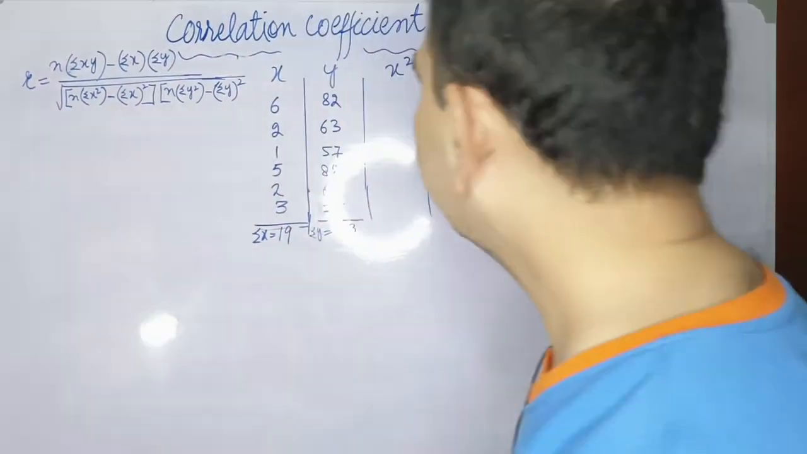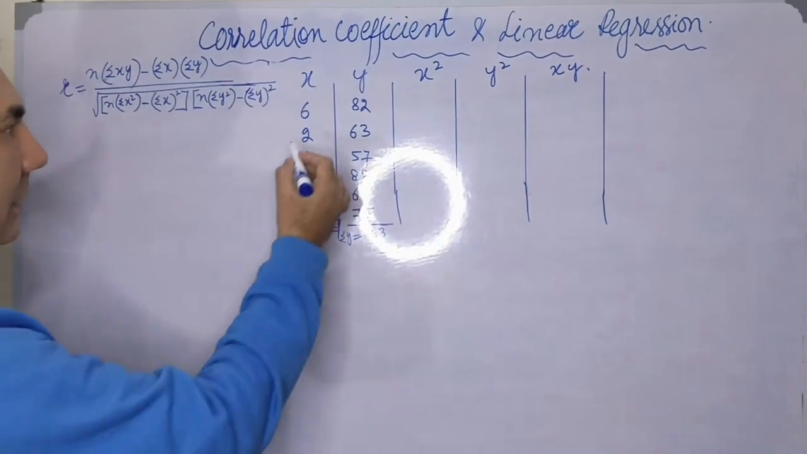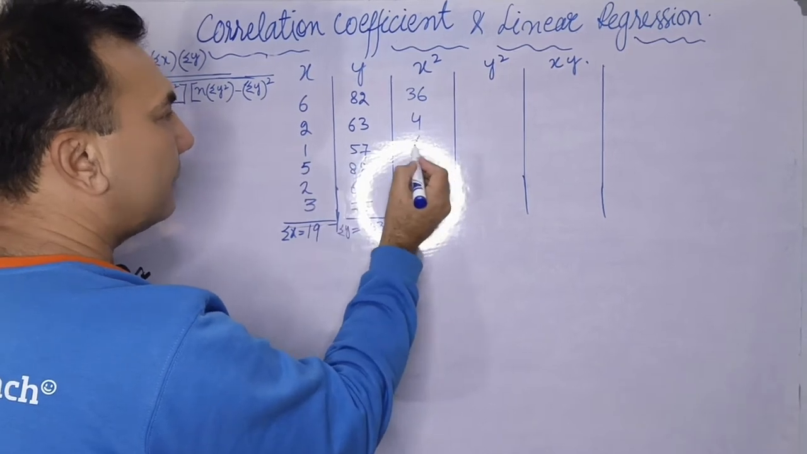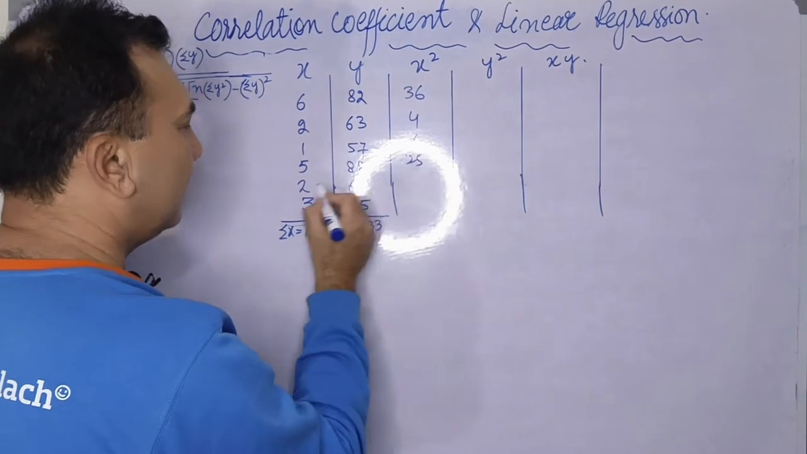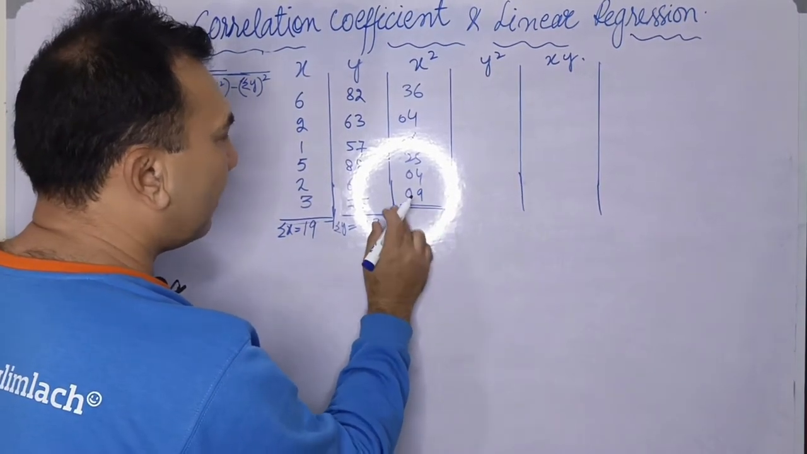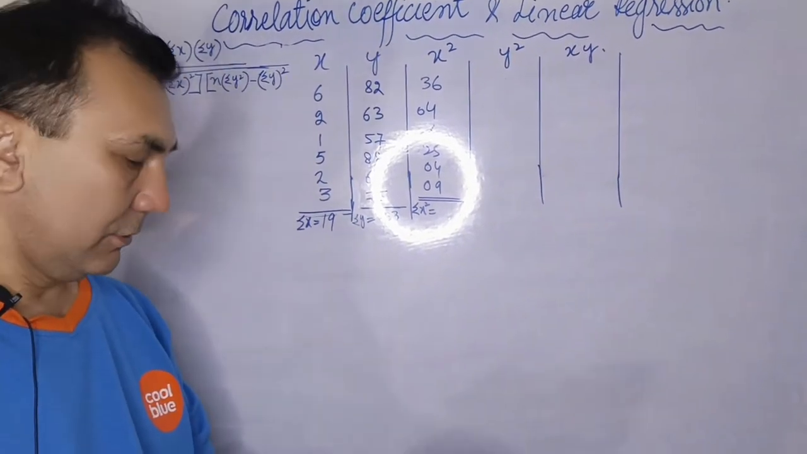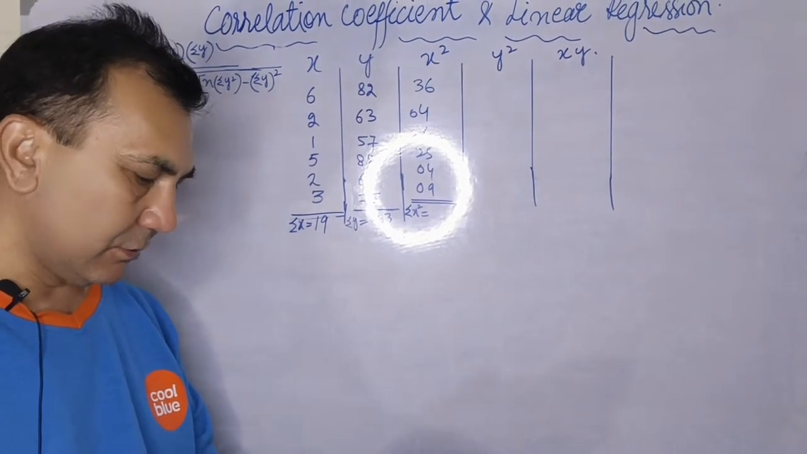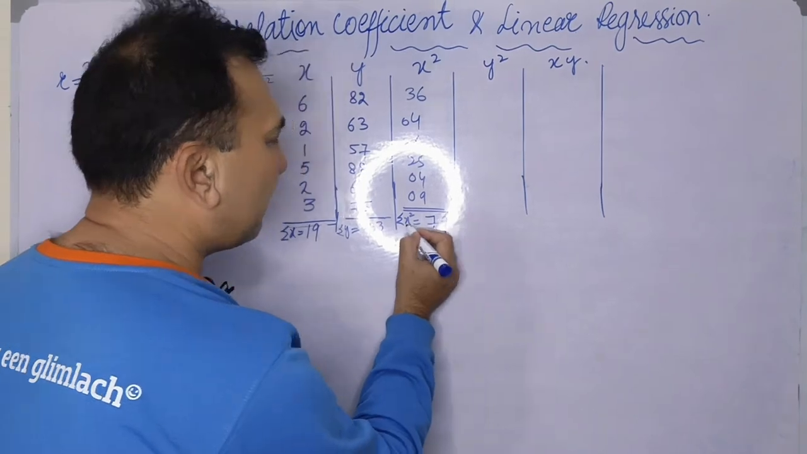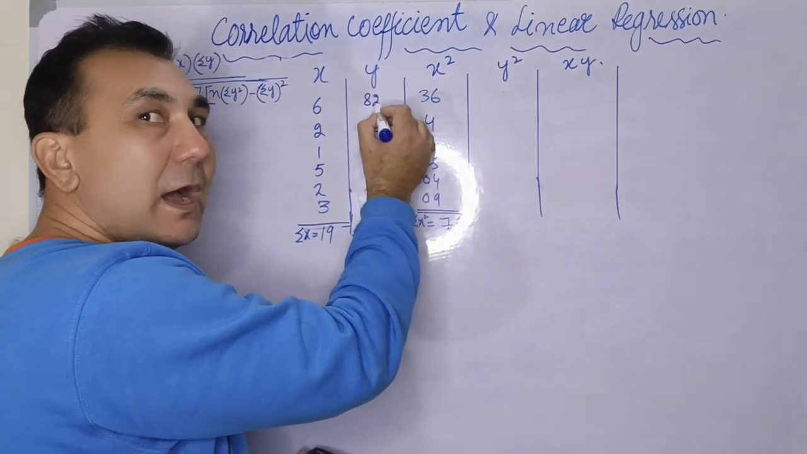The sum of y comes up as 433. Now we will square each value of x, the study hours. 6 squared is 36. 2 times 2 is 4. 1 squared is 1. 5 times 5 is 25. 2 again is 4. And 3 squared is 9. Now the sum of x squared: 36 plus 4 plus 1 plus 25 plus 4 plus 9 is 79. The sum of x squared comes up as 79. Now we will do the same with each value of y and square it.